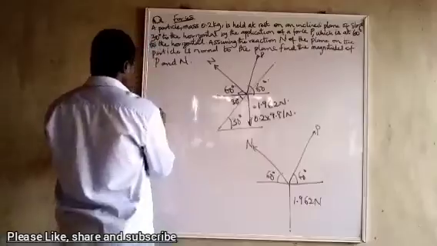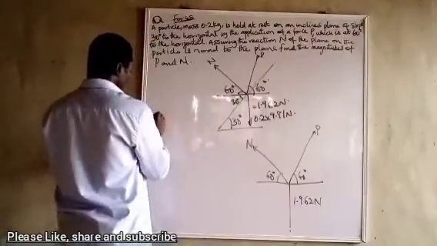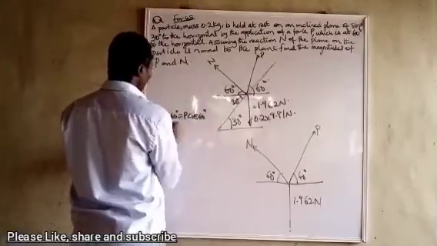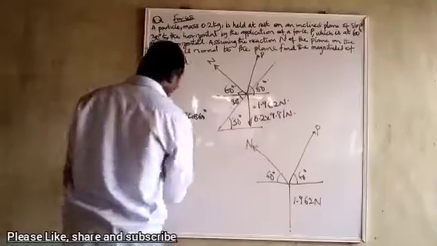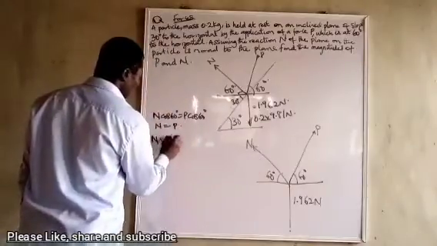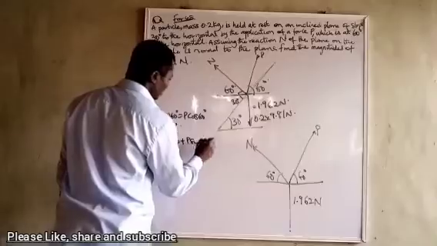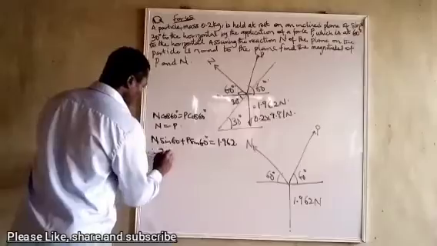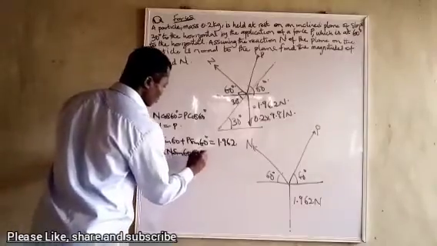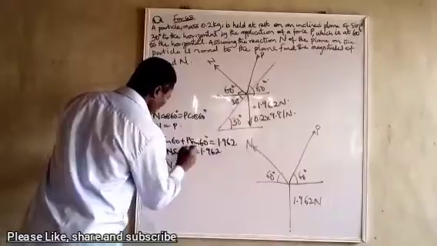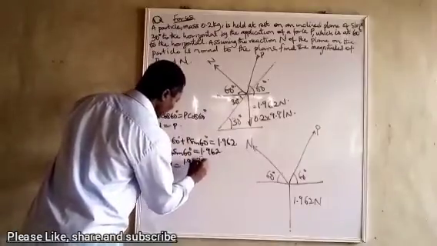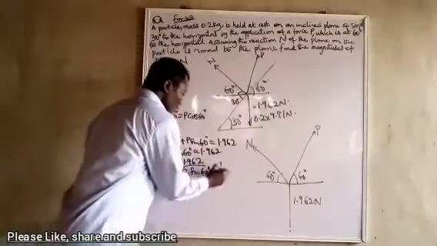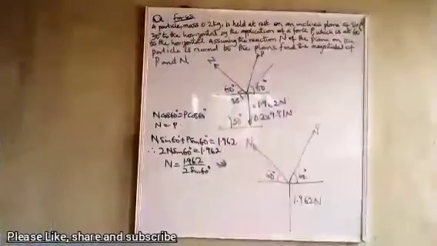So from here we can see that along the horizontal x-axis, N cos 60 degrees is equal to P cos 60 degrees. Therefore, N equals P. That one is established. Now, N sine 60 plus P sine 60 is equal to 1.962. But N equals P. Therefore, 2N sine 60 is equal to 1.962. So N is equal to 1.962 over 2 sine 60 degrees, and we got the same answer as we got the other time. So that one is solved.